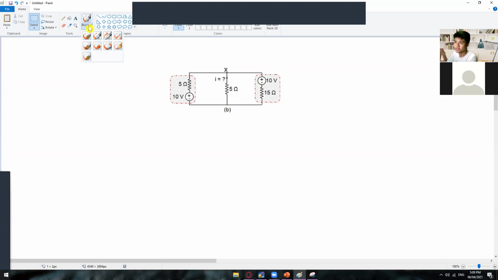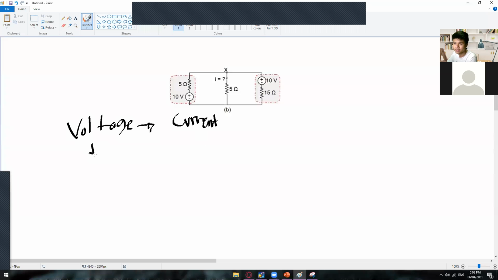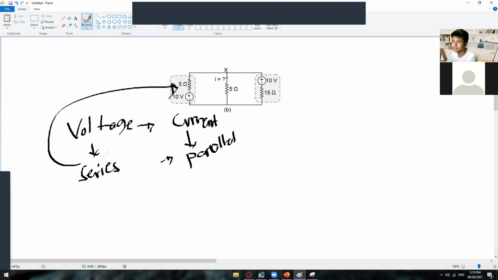Okay, so from here we can transform this voltage source again into a current source. If we have a voltage source and want to convert it into a current source, the voltage source must be in series, and then the current source transformation will become parallel. As you can see right here, it is in series, which makes it possible to convert this voltage source into a current source.